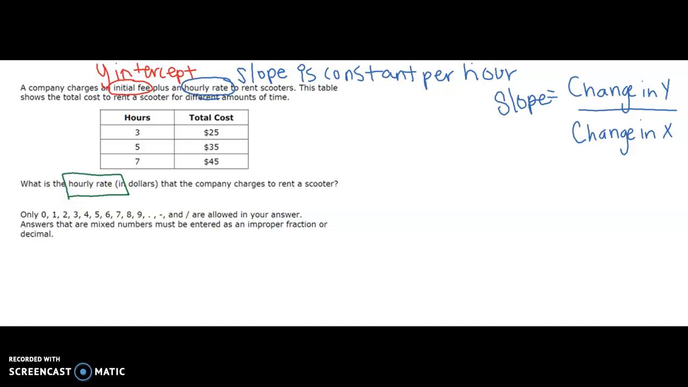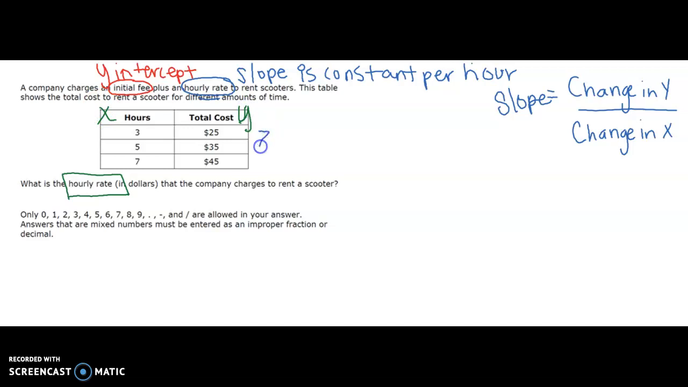So in this problem, even though they talk about the y-intercept, they talk about the slope, what we're looking for is the rate, the slope. So let's go ahead and find the rate. We're going to find the change in y. The total cost is our y, and the hours is our x. So let's go ahead and find the change in y.